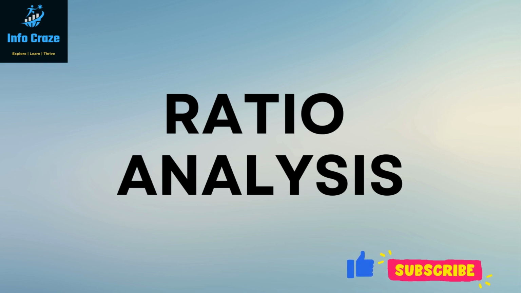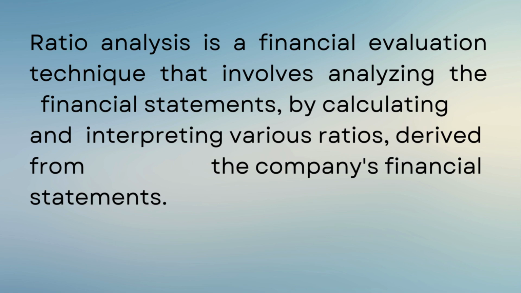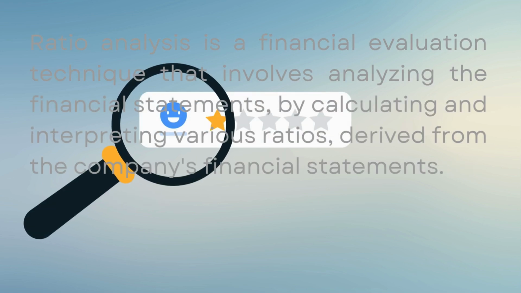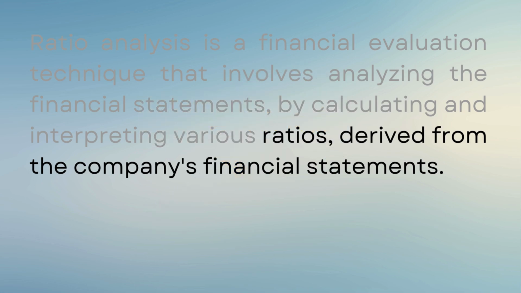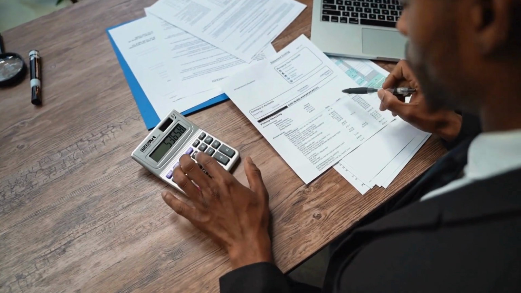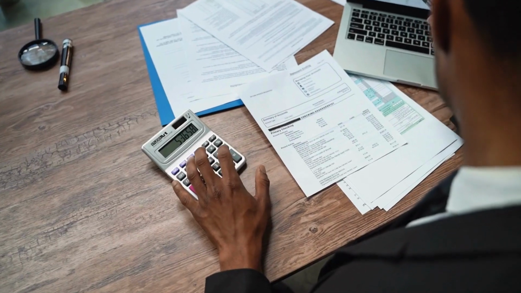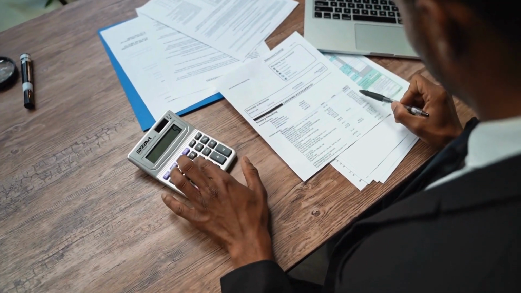Before getting into the ratios, let's revise the basic points on ratio analysis. Ratio analysis is a financial evaluation technique that involves analyzing the financial statements by calculating and interpreting various ratios derived from the company's financial statements. If we look at this definition closely, we will see that the key is to analyze ratios derived from the company's financial statements. Thus, ratio analysis is a systematic method of evaluating the financial performance and condition of a business by comparing the ratios against previous periods and with those of other companies.